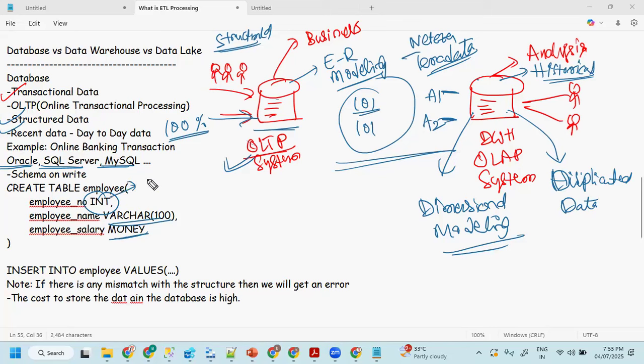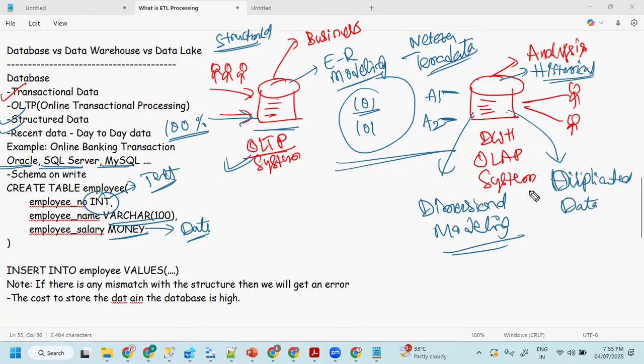If I try to enter a text value here, it will not allow it to load. Here also, if I try to add date values, it will not allow it, because there is a schema on write. If the incoming value does not match that particular data type, then you cannot write the data into the OLTP system. In the same way for a data warehouse also, because both are databases. The only difference is this is for analysis purposes and this is for running the business.